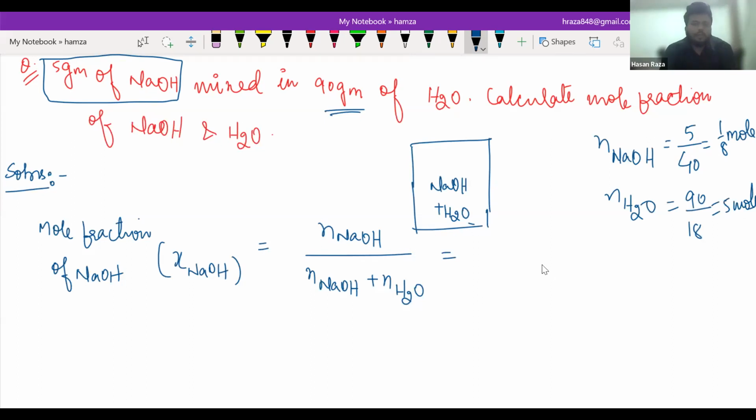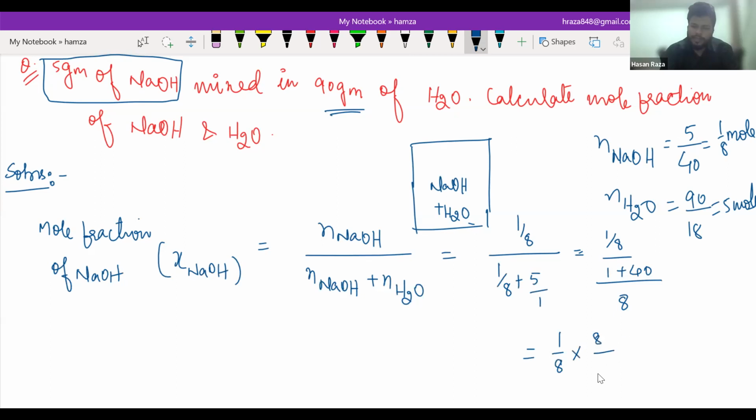Now you can see, put the value of number of moles of NaOH, that is 1 by 8, upon 1 by 8 plus 5. And if you take the LCM, it will be 1 upon 1 plus 40 over 8, so it will be 41 by 8. And again you can solve it, 1 by 8 times 8 by 41. So the mole fraction of NaOH will be 1 by 41.